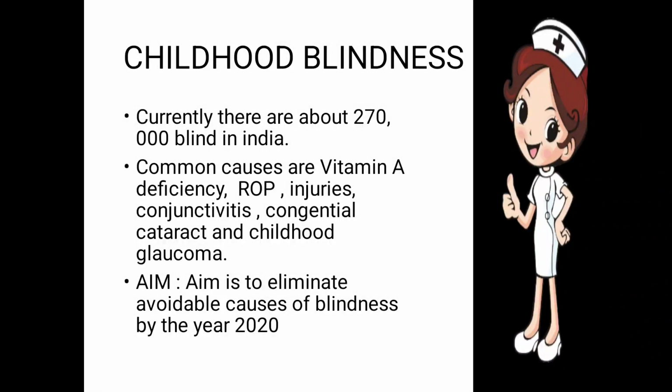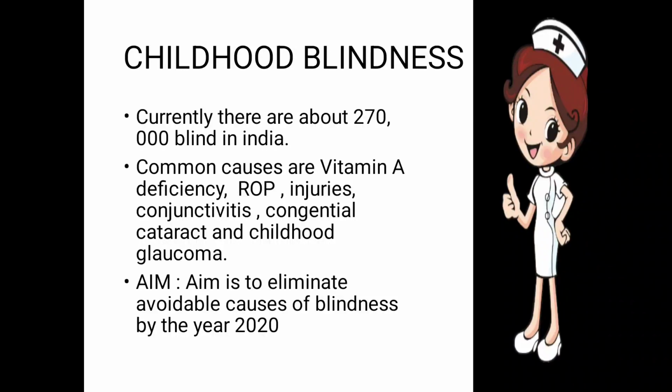Now let's move to childhood blindness. Currently there are about 2,70,000 blind people in India. Okay, these are only the children who are blind. They are about 2,70,000. Common causes of blindness are vitamin A deficiency. So these are the common causes.